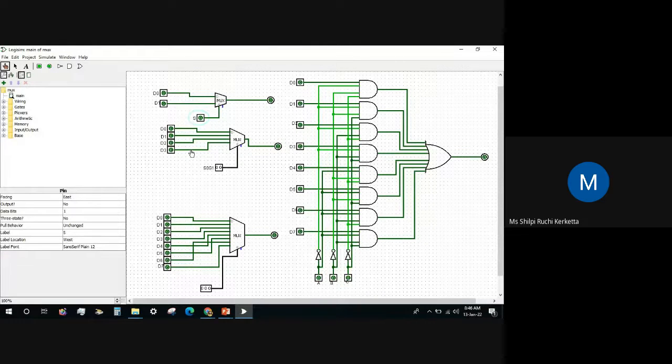So if we give a select line or code of 00, and we switch on D0, then only we will get an output. If we click on any other gate, it is not working. So for 01, which one is assigned for 01?